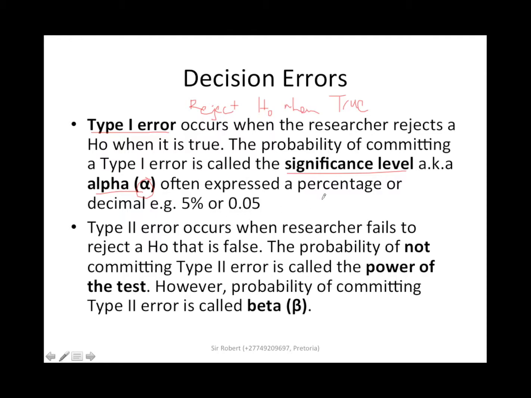So when they say we are testing a significant level of alpha 0.05, that's what it means. So in most questions it will be represented as alpha. So it can be a percentage or a decimal. So type 2 error occurs when the researcher fails to reject H0 when it is false. So now type 2 error is you accept now H0 when in fact it is not true. So this type of error, you accept H0 when it's false.